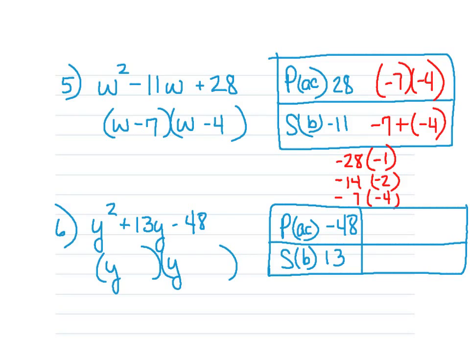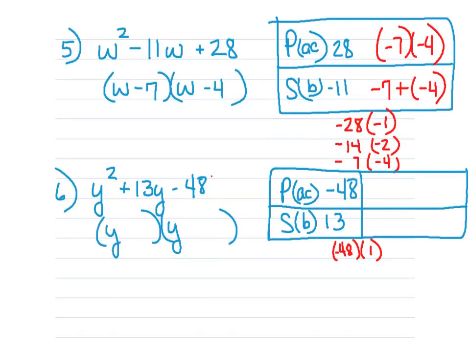All right, so my product is negative 48. It could be negative 48 times positive 1. But the sum there would be negative 47. That doesn't work. I could have negative 24 times positive 2. Well, the sum there would be negative 22, so that doesn't work. 3 goes into 48 16 times, so it could be negative 16 times positive 3, and those are my two numbers.